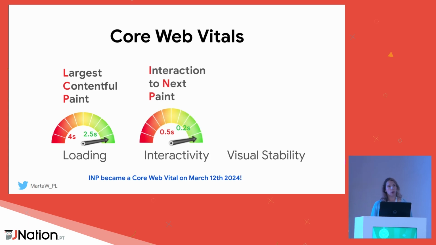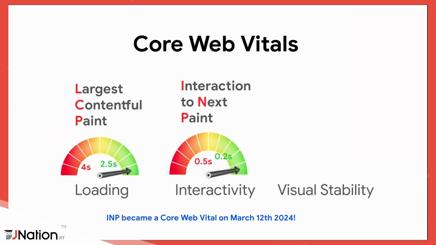And interaction to next paint also has some measurements and some ranges. So the green zone is 200 milliseconds. Between 200 and 500, it's yellow zone, so it's not bad. But if you receive more than 500 milliseconds, it's rather highly recommended to be improved.